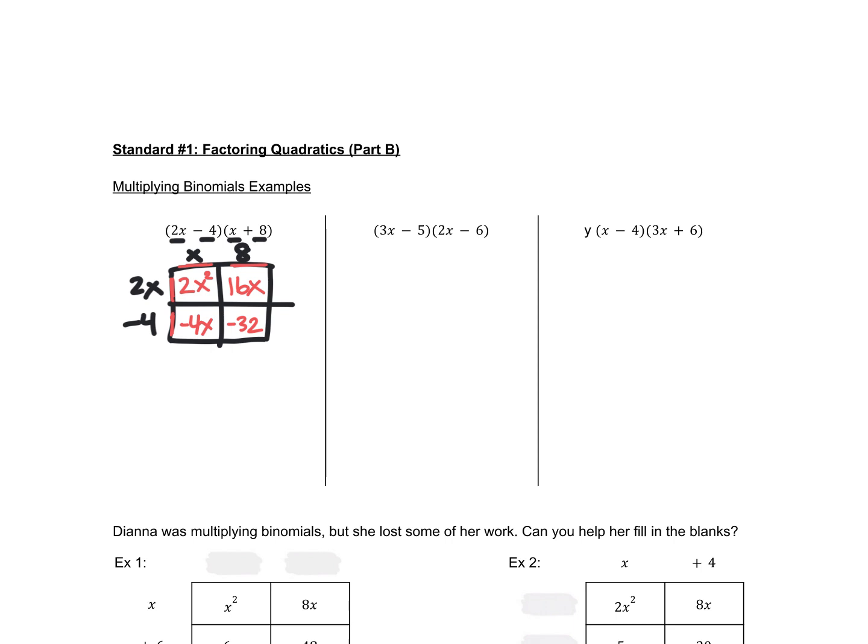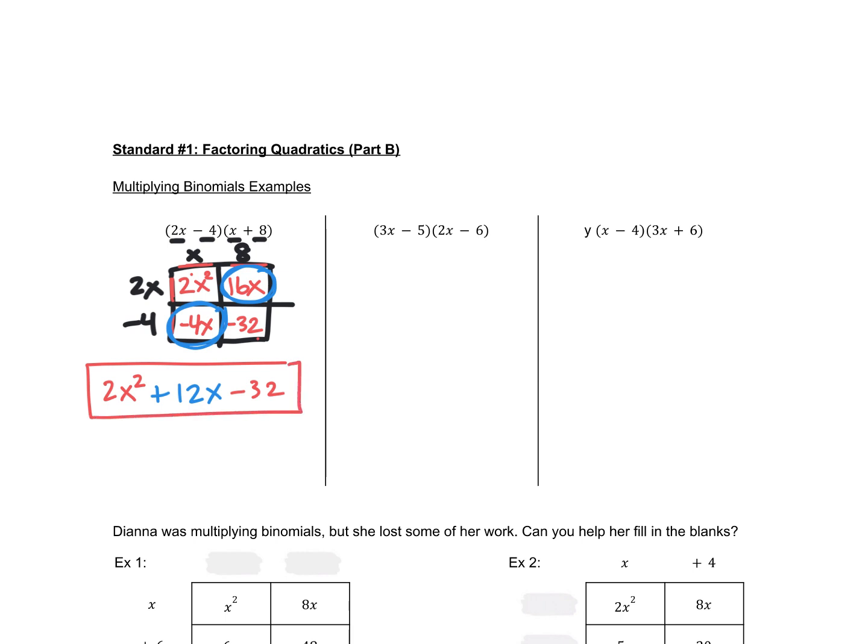If you use the box method, the nice thing is that your like terms are always set up for you. So on this diagonal are always going to be terms that have a variable in common, which means you can combine them. So when we write our final answer, we have to combine our like terms. So our answer should be that first box, 2x squared. Then I'm going to combine my like terms, so positive 16x minus 4x is positive 12x. And then that last box, negative 32. And this is my final answer.